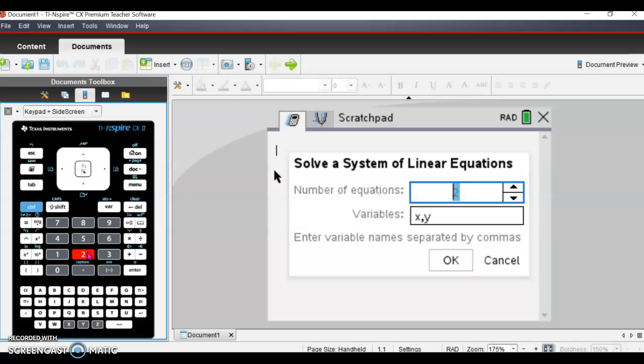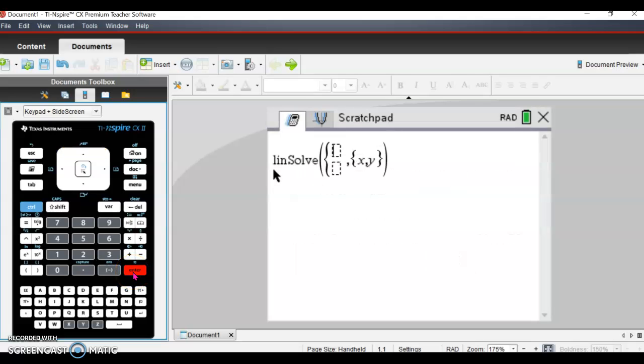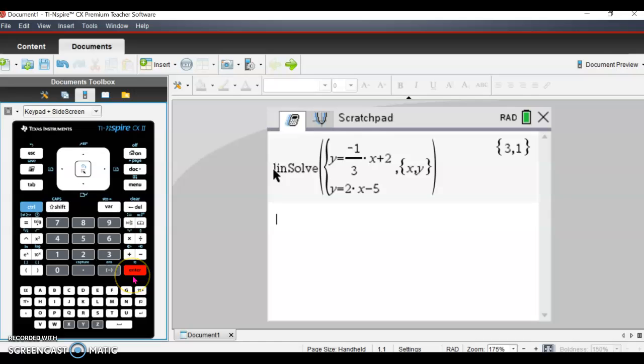We have two equations and we are using x and y, so I'm just going to hit enter to say that that's correct. In the first box, I'm going to type the first equation, which was y equals -1/3 x plus 2. And then in the bottom, I'm going to type the second equation, and make sure you type the whole equation, including the y equals 2x minus 5. Hit enter, and it solves it for you.